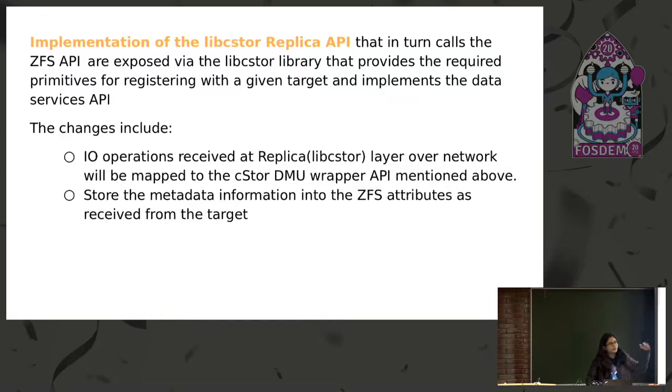the user created a cStor pool pod. How will he create it? There's a YAML, he provides the block devices, and he mentions, I want a mirror kind of pool. Then cStor pool pods will come up, one on each node.